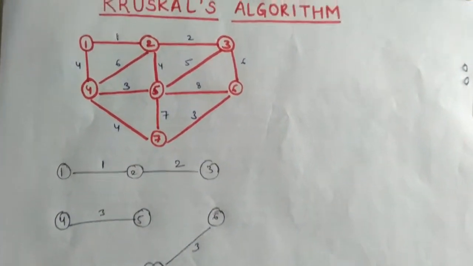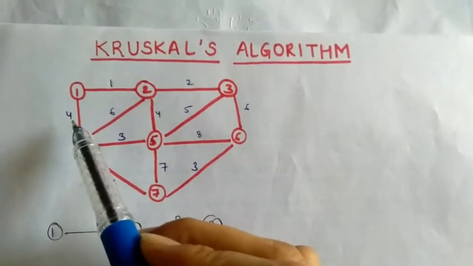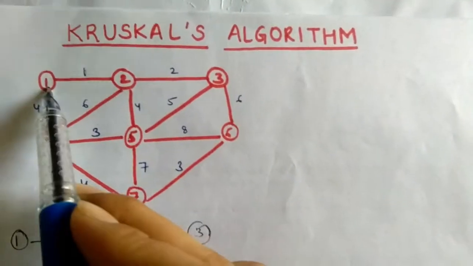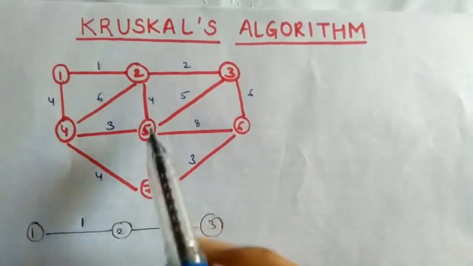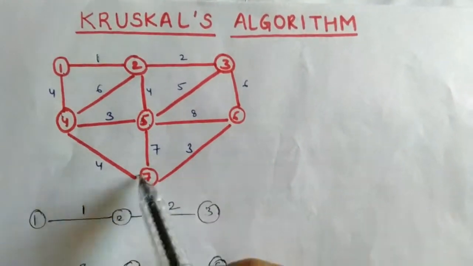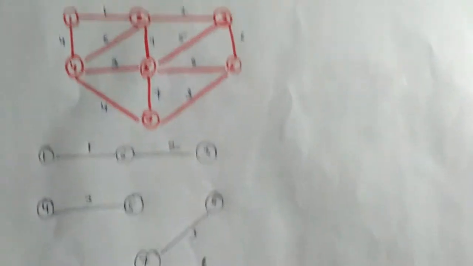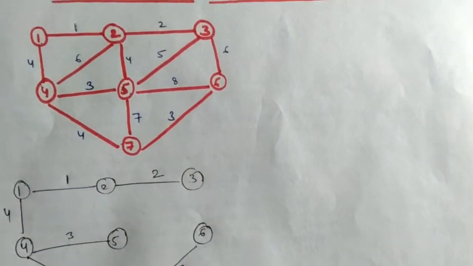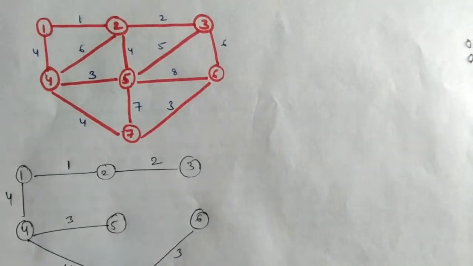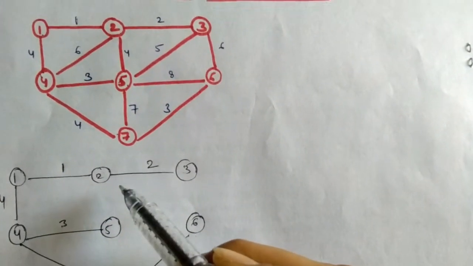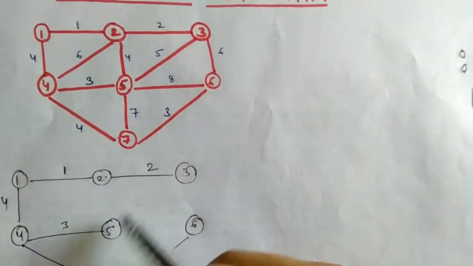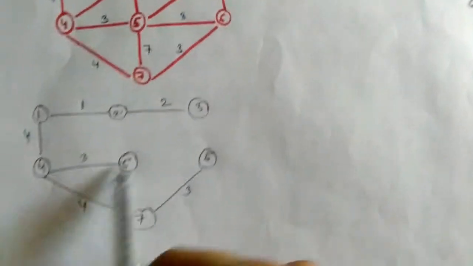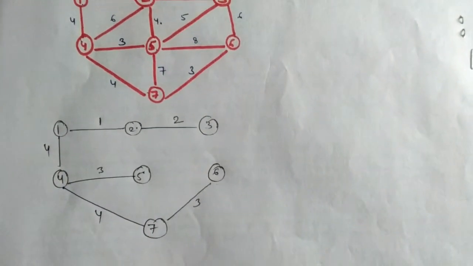Now the next weight is 4. So 4 in this graph is from 1 to 4 and 2 to 5 and 4 to 7. So we will mark the weight from 1 to 4, that is 4. 4 to 7 we can also mark as 4, but we will not select the edge from 2 to 5, which has the weight 4, because this will create a loop in this minimum spanning tree, and we don't need any kind of loop.